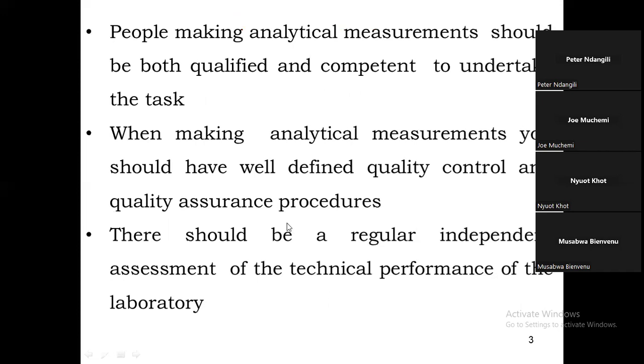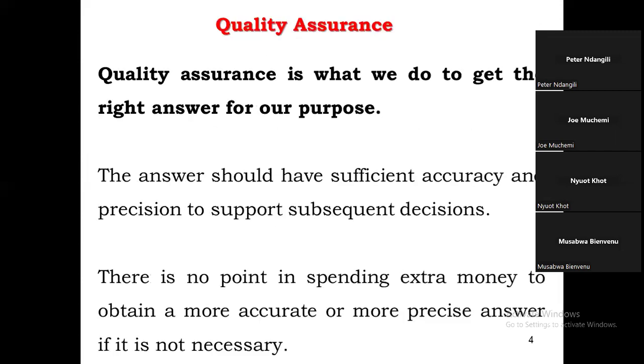Number 5, when making analytical measurements, you should have well-defined quality control and quality assurance procedures. Towards the end of this lecture, we'll be talking about quality control, what questions to ask yourselves when you are carrying out quality control, and also the quality assurance. Number 6, there should be a regular independent assessment of the technical performance of the laboratory for you to say that you are having a reliable analytical method.